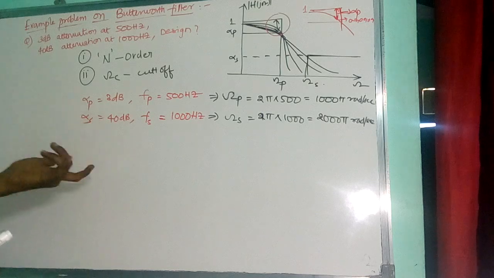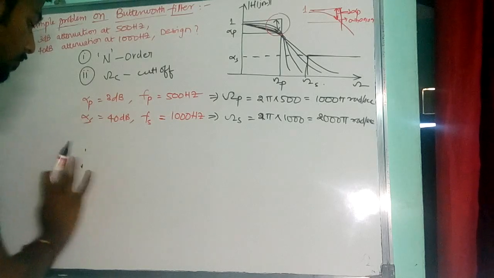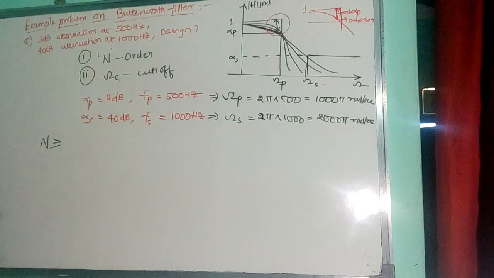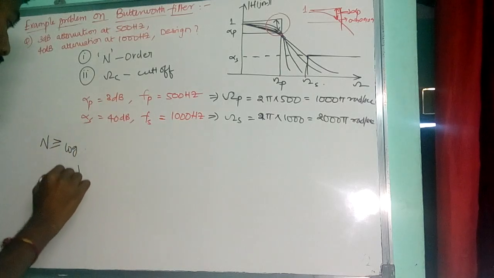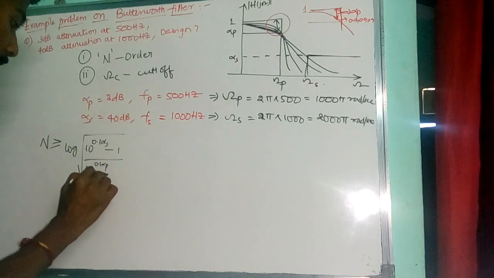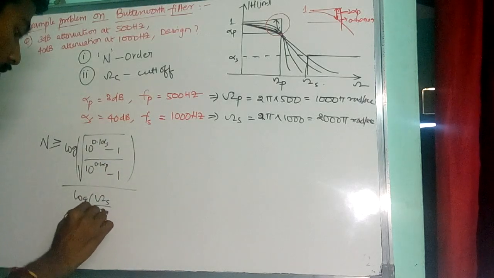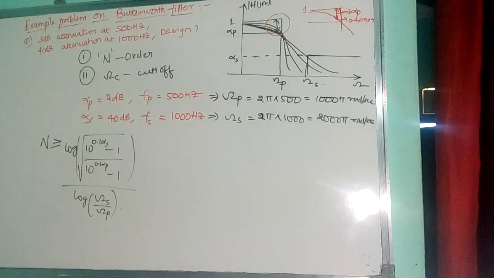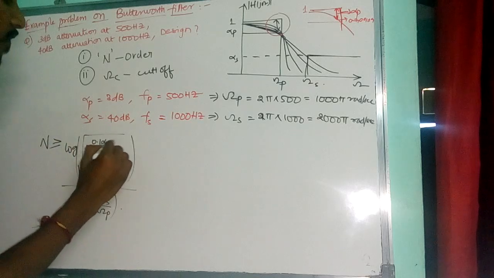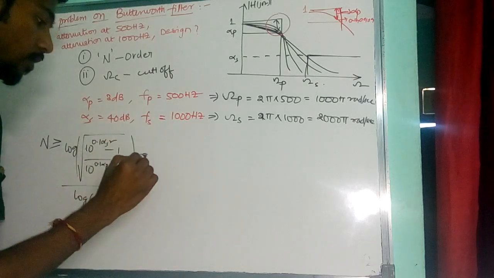Now we need to calculate the order. I hope these are the sufficient terms I require for calculating the order. For a Butterworth filter, order is given by n greater than or equal to log of square root of (10 power 0.1 alpha s minus 1) by (10 power 0.1 alpha p minus 1), whole by log of omega s by omega p. This is the order formula for Butterworth filter. I have alpha s, alpha p, omega s and omega p values, so directly substitute there.